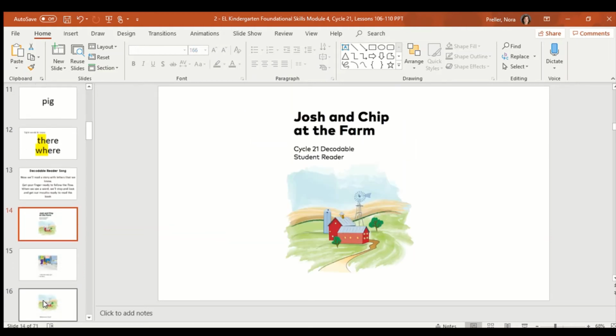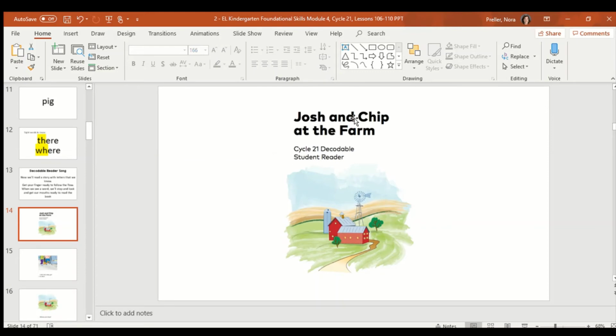So we are going to be blending those words we don't know. The first time through, I'm going to read the story with you, and the second time through, I'm going to let you read it. Okay? So this book is called Josh and Chip at the Farm.